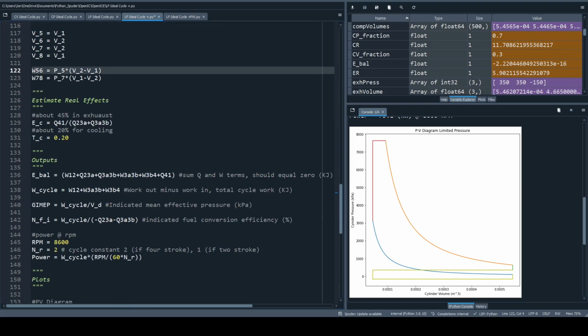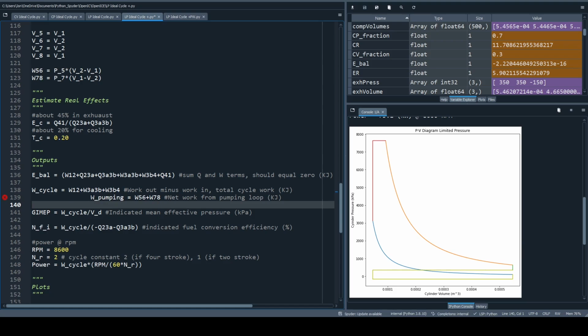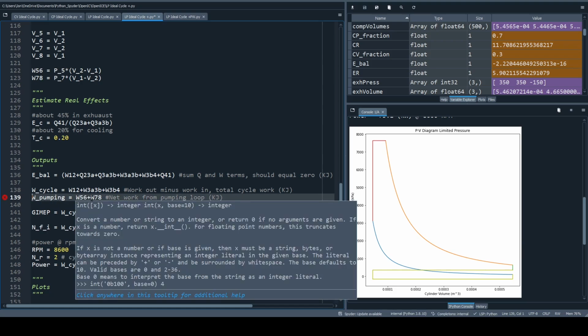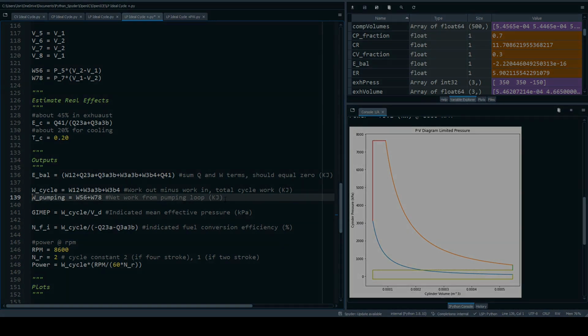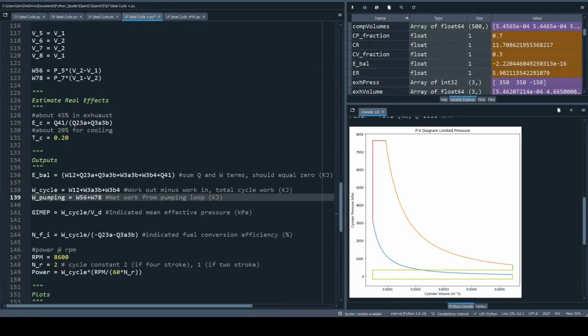So in addition to cycle work, we're going to add a new term here, and that is going to be pumping work. Let's get this back. So this is just the work from the pumping loop. Work 5, 6, work 7, 8 are both going to be negative, so this is going to be an overall negative term.